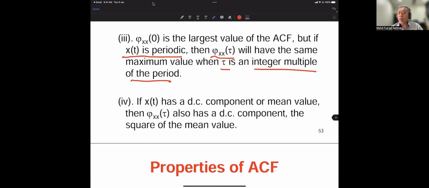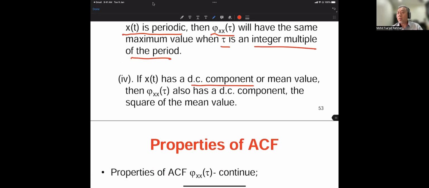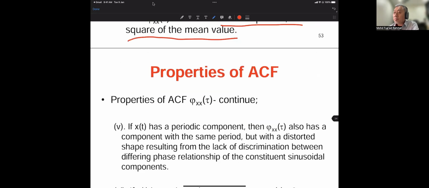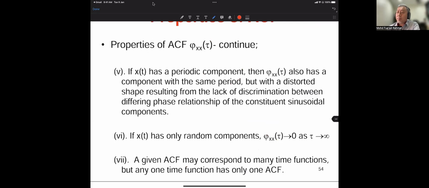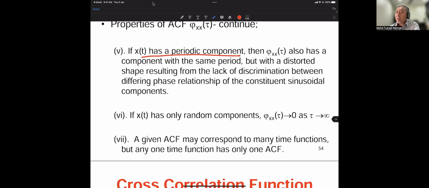Okay. And if x(t) has a DC component, let's say 1 volt or 5 volts, or a mean value, then ψxx(τ) also has a DC component, the square of the mean value. That's why we have to remove the DC component of the signals when we apply ACF. So if x(t) is a periodic component, ψxx(τ) also has a component with the same period but with a distorted shape, resulting from the lack of discrimination between the phase of the original signals and the shifted time signals.